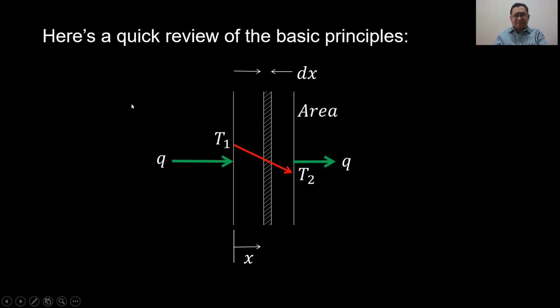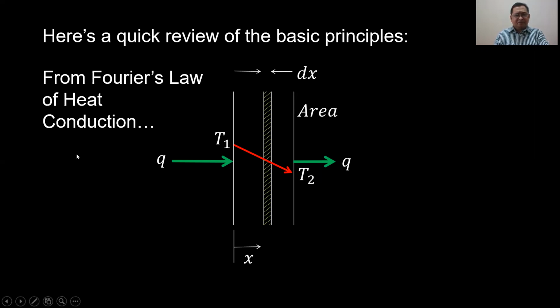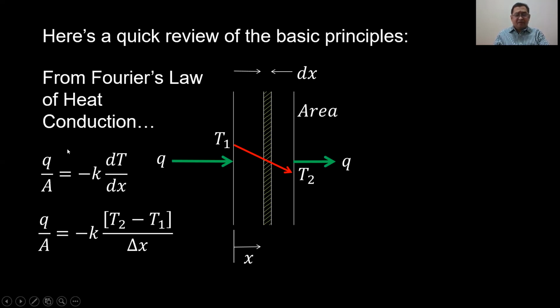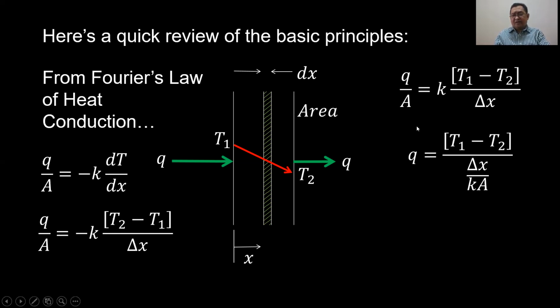Q is the heat transfer rate. And from Fourier's law of heat conduction, we have the basic equation: Q per unit area is equal to negative K times the differential of temperature with respect to the thickness X. So integrating, we have Q over A equal to negative K times (T sub 2 minus T sub 1) over delta X, and simplifying and reorganizing, we have Q equal to the quantity (T sub 1 minus T sub 2) all over (delta X divided by K) times A. The value of K here will be the thermal conductivity of your wall.